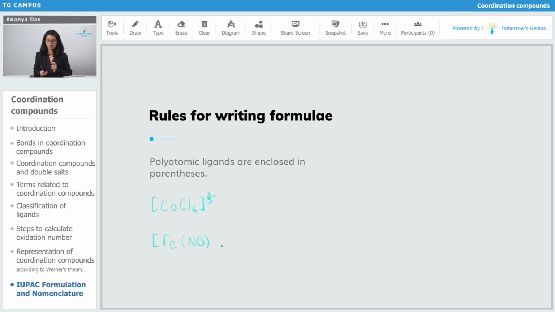NO is polyatomic. It has to be written in parentheses. NH3 is polyatomic. It has to be written in parentheses. So you see, all the polyatomic ligands have to be enclosed in parentheses. The monoatomic ligands do not have to be enclosed in parentheses.